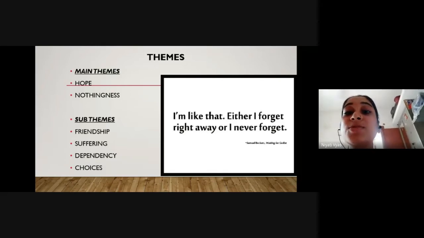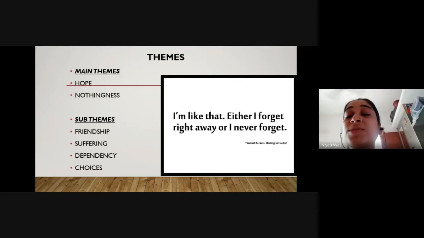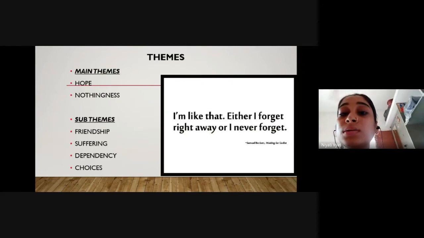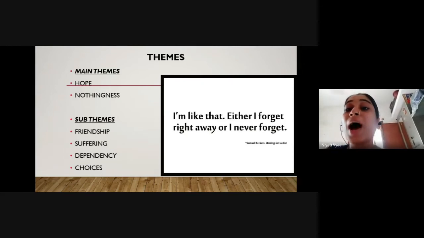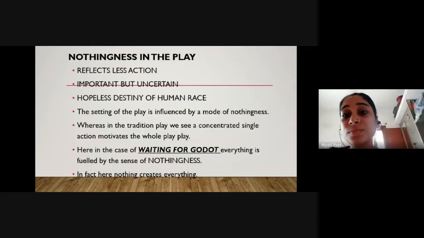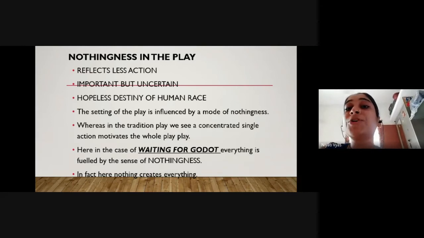And here are the themes of nothingness. Main themes are hope and nothingness. Sub themes of the play are friendship, suffering, dependency, and choices. Here is one dialogue from the play: I am like that. Either I forget right away or I never forget. So nothingness in the play reflects less action, important but uncertain, the hopeless destiny of the human race.